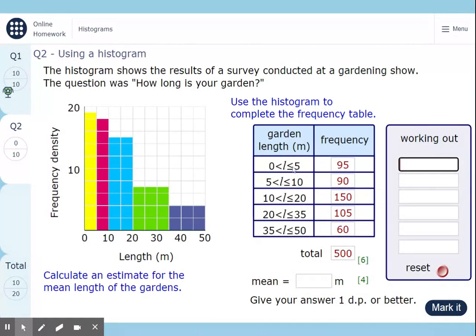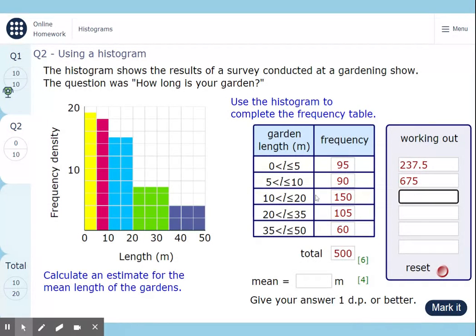So I'm sure you would agree the midpoint for this first band would be 2.5. So 2.5 times 95 is 2375. The next one, the midpoint would be 7.5. Times that by 90, you get 675. Got a feeling the top one's wrong, so let's do that again. 2.5 times 95 is 237.5.